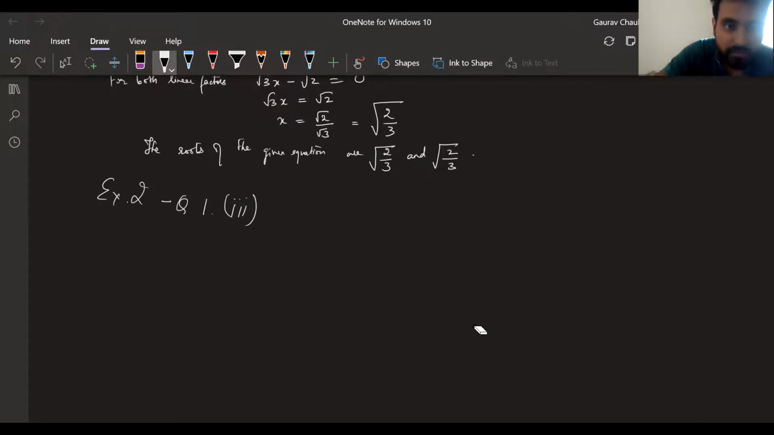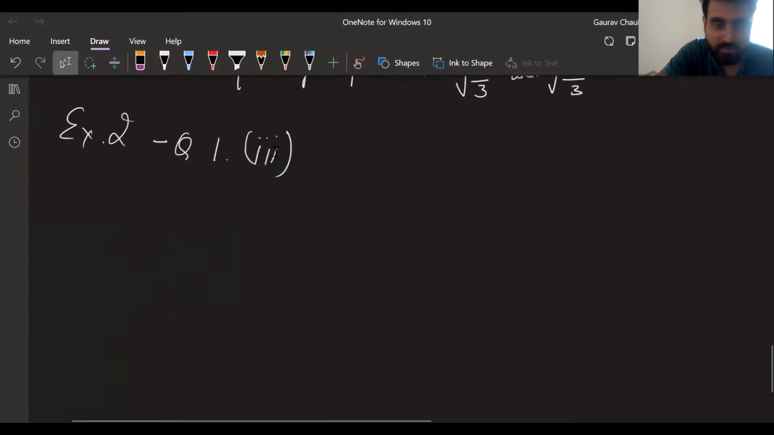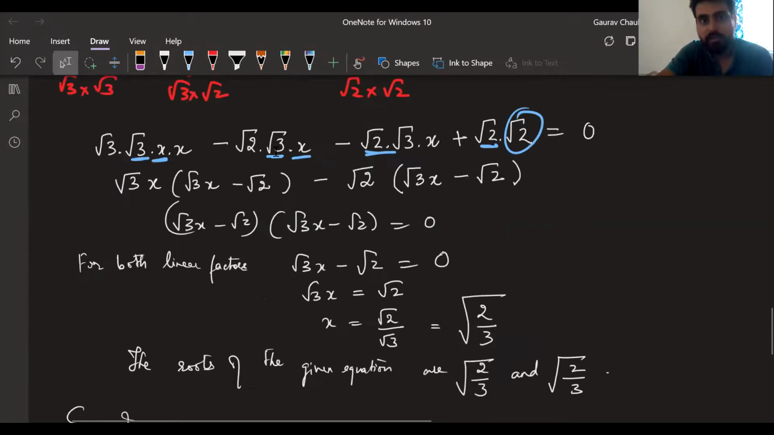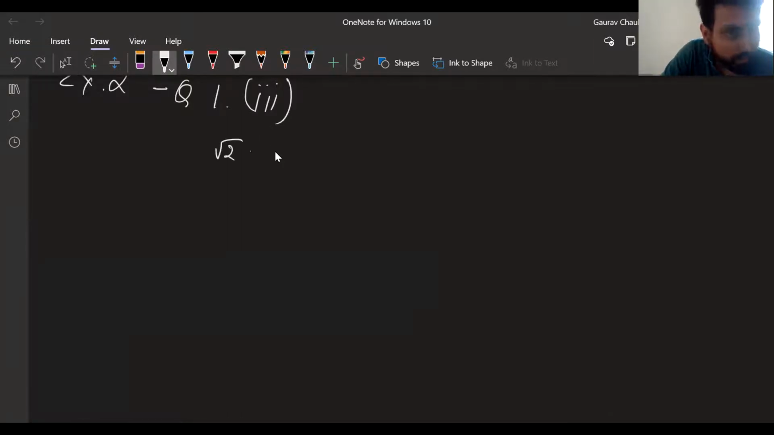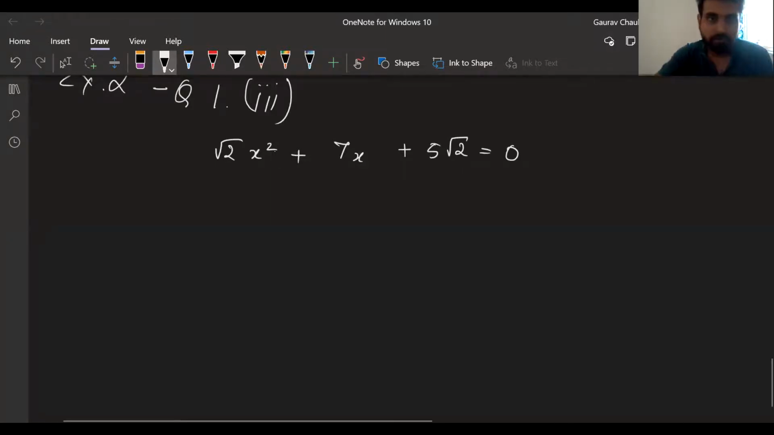The question is, first finish copying this question. I have shared the screenshot. So first finish copying this question, okay? And once you're done copying, I want you to try this question: root 2x square plus 7x plus 5 root 2 is equal to 0. I want you to try this out, okay? Little innovative thinking it will require.